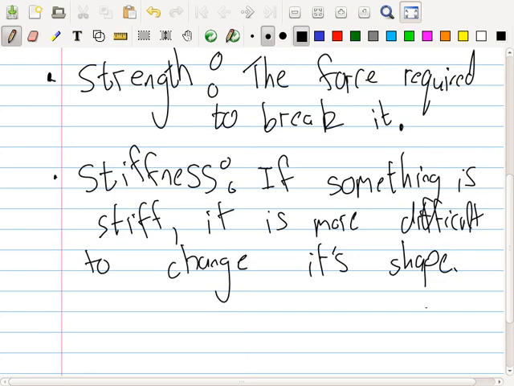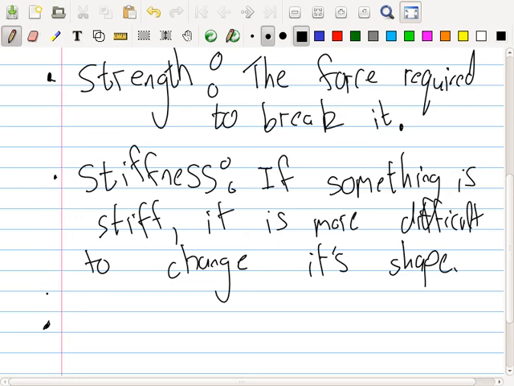So, what example have we seen so far of something that is not stiff? Something we've done in class. A spring. Yeah, right? A spring is very easy to change its shape, so you say that it's not stiff. And what would be something that is stiff that we've done? Maybe a ladder, and some metal. Yeah, some types of metal.